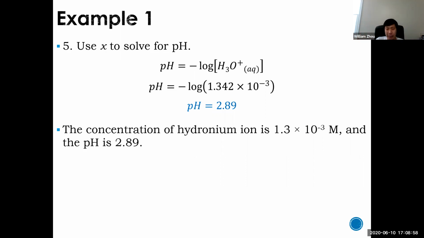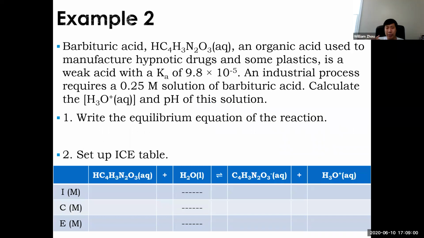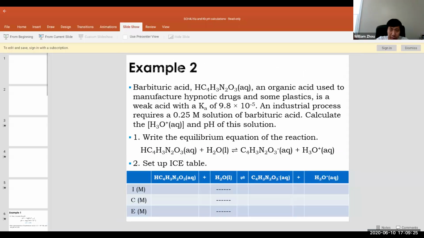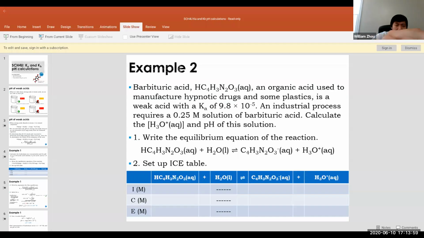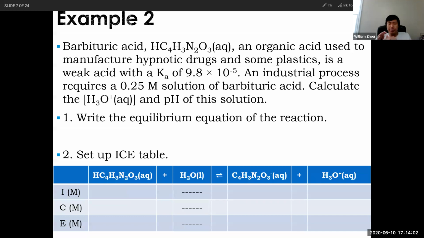All right, so I'm going to have you work on example 2, which is basically the same thing as example 1. Different equation, different Ka, calculate the hydronium concentration and pH of 0.25 molar solution of barbituric acid. I'll give you around 5 minutes for this, and I'll take this up in 5. All right, so I'm going to take this up.